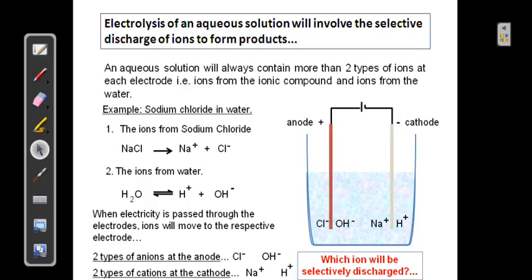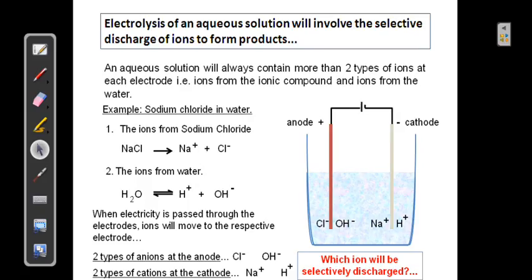So one will go here, the other will go to the other electrode. Simple as that. But when it involves an aqueous solution, now you get involved with water. So when you get involved with water, this is what you will get. You get the extra hydrogen and hydroxide to play with.